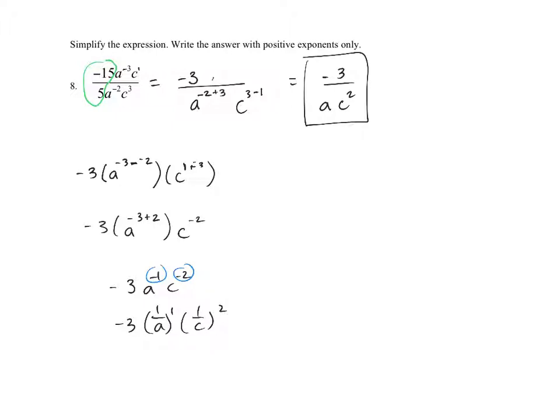1 to any power is still 1, so it would be negative 3 times 1 over a. 1 squared is still just 1, and then c squared. And then you would just multiply your number times your fractions, multiply straight across in the numerator. Negative 3 times 1 is negative 3. 1 times a is just a times c squared. So that's kind of the long way to do it.